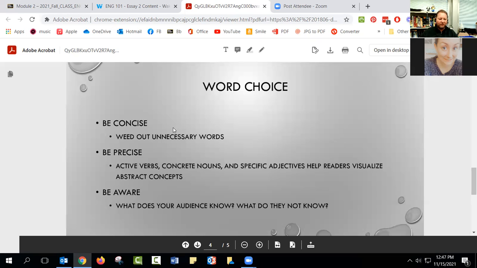Get rid of all these extra words. Be precise, right? Make sure you're using, as they say, active verbs, concrete nouns, and specific adjectives to really help the reader see what it is you're talking about. Whether it be something that's really difficult to understand or something that's relatively easy to understand, the more precise your word choice is, the clearer it's going to be in their mind, right?